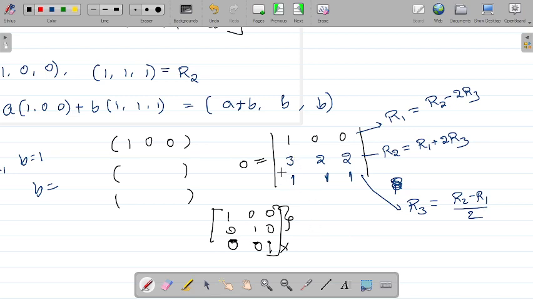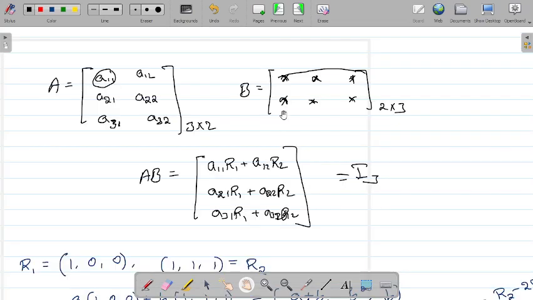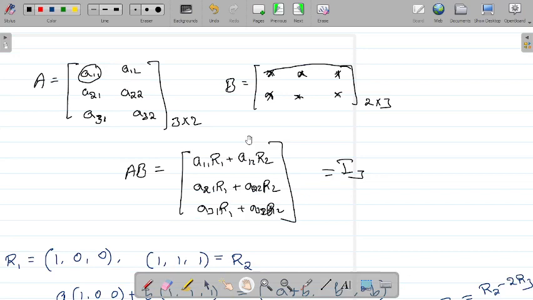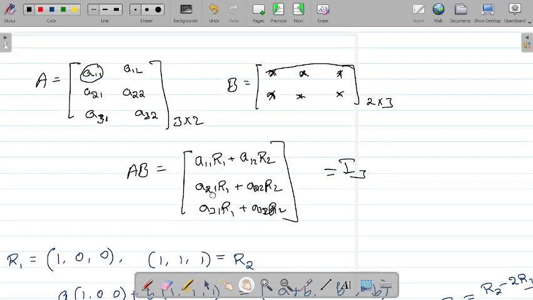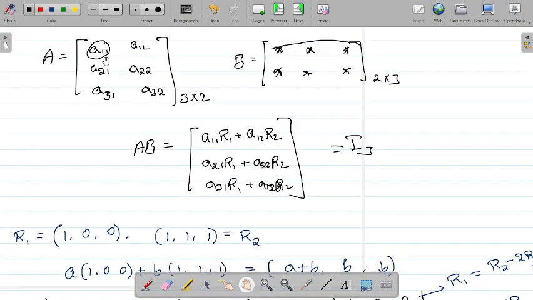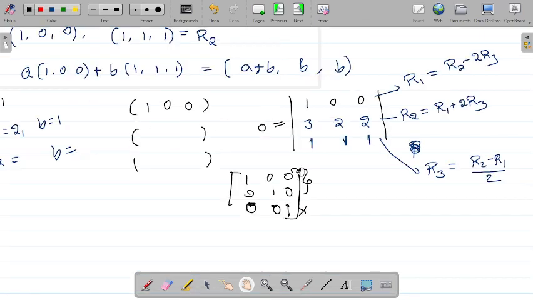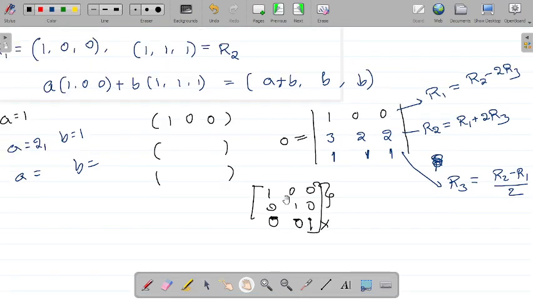But here we came to know that whatever aij's you give me, it is not possible to find B such that A times B equals I3. That's what I mean.